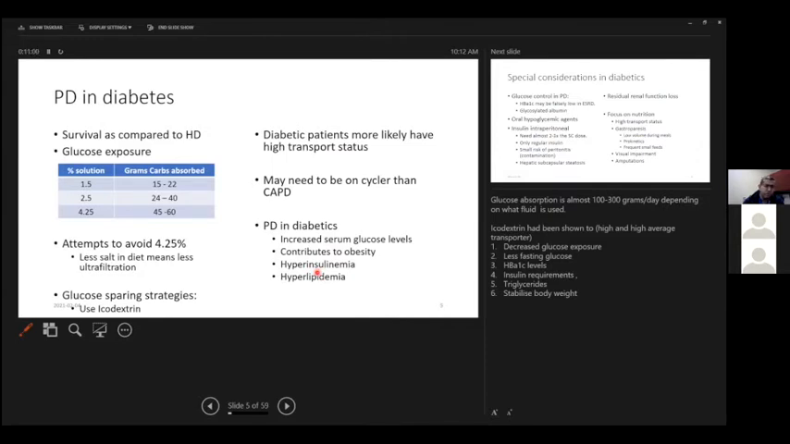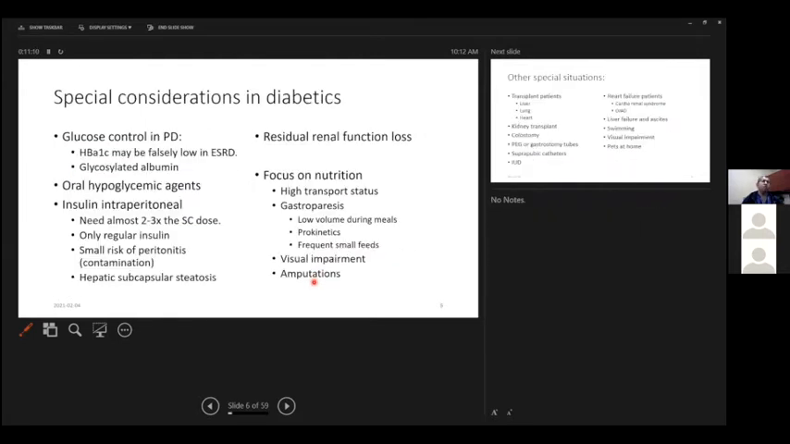I'm not going to reiterate those. Hyperlipidemia is again one of those problems in which the glucose gets converted to triglycerides, and that leads to hyperlipidemia. So what do you do? You do monitor the glucose levels, but the problem of glucose levels in PD is that you can monitor with glycosylated hemoglobin, but HbA1c has its fallacies in these patients.